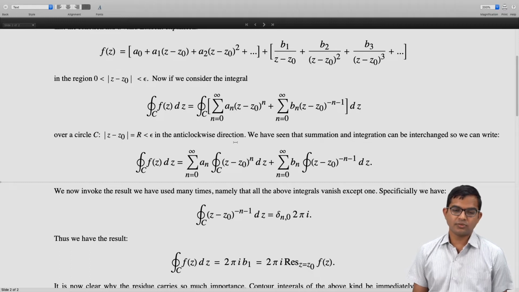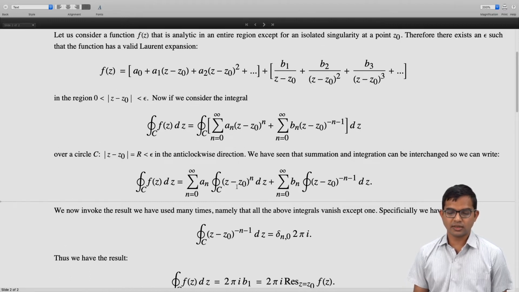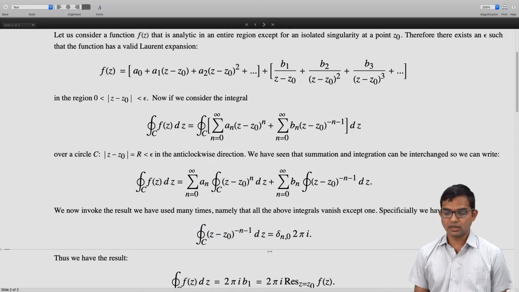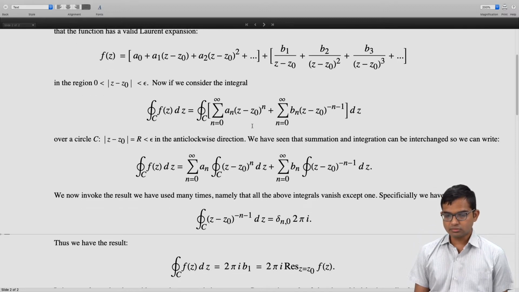So in this case, we have a singularity sitting at z0. Even with the singularity present, it's still true that when you take a contour integral over c of z minus z0 the whole power n dz, it is going to be 0 for all these powers except for 1 over z minus z0, right? So that's why this coefficient b1 is of such great importance.